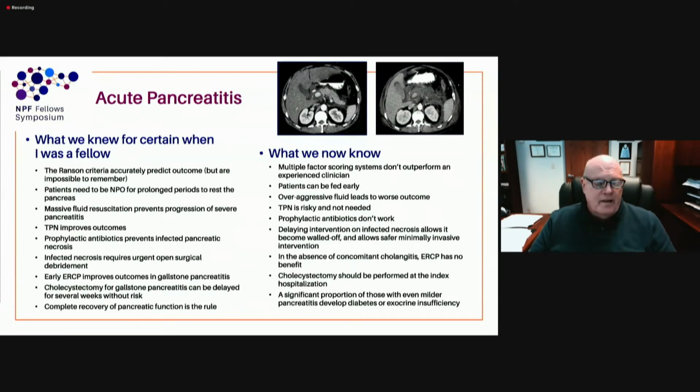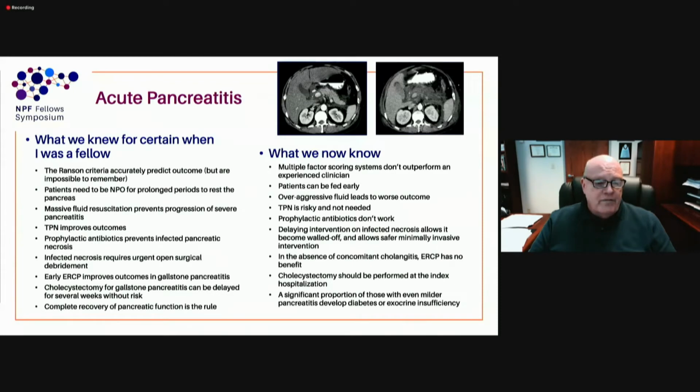We thought that prophylactic antibiotics were useful to prevent infected pancreatic necrosis, and now we know that prophylactic antibiotics don't work. We thought that infected necrosis required an urgent and open surgical debridement, and now we know that's not the case. And the more we can delay and let the collection become walled off, the safer it is with minimally invasive approaches.